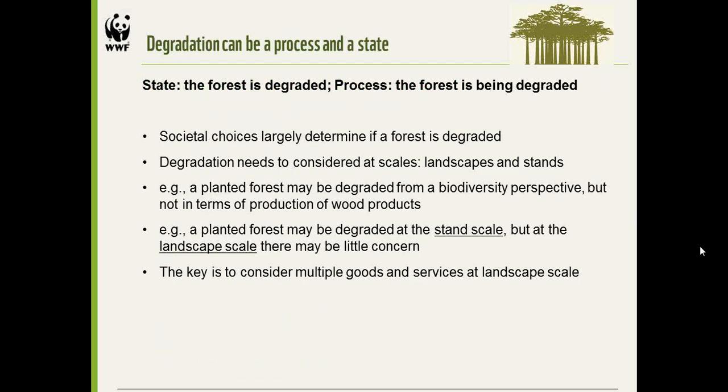So everyone seems to know what a degraded forest looks like, but unfortunately not everybody's ideas about this are identical. And so ultimately, people will have to decide whether a forest is degraded or not. We'll have to make a societal choice. But the important thing to remember is that forest degradation is both a state and a process. So we can say a forest is degraded, but during the period of time that it is losing its goods and services, or its capacity to produce those goods and services, the forest is being degraded. So it's a process as well.